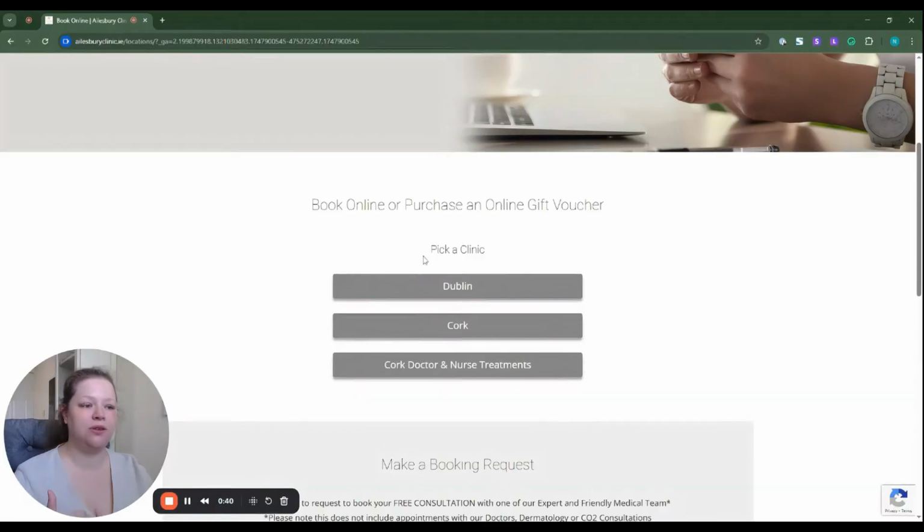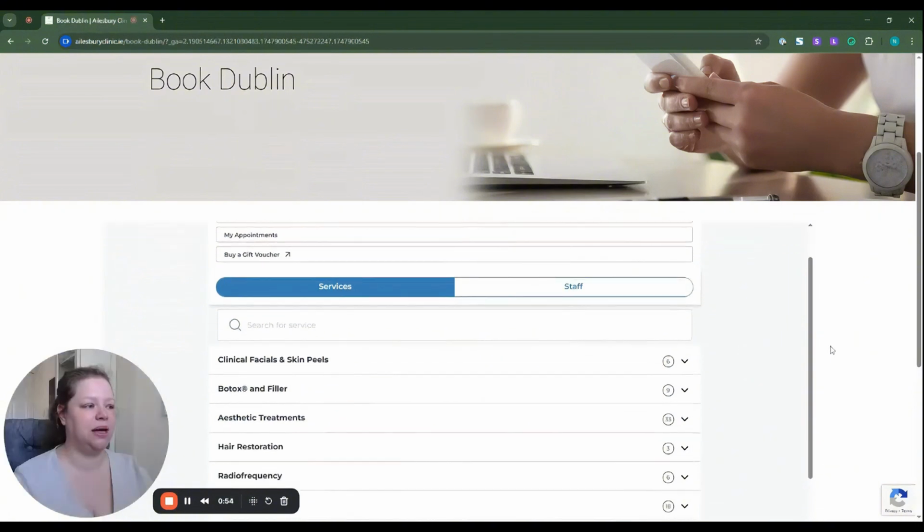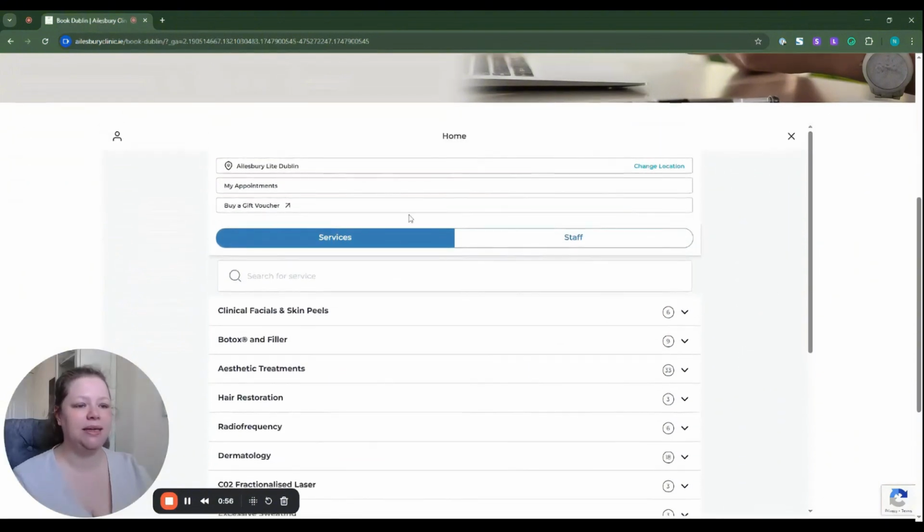So in the first step, you can say pick a clinic. And of course, if you have different locations, you want people to choose which location they want to go to. So that makes absolute sense. I click, for example, on Dublin. And the next thing that pops up is a way more complicated booking form.